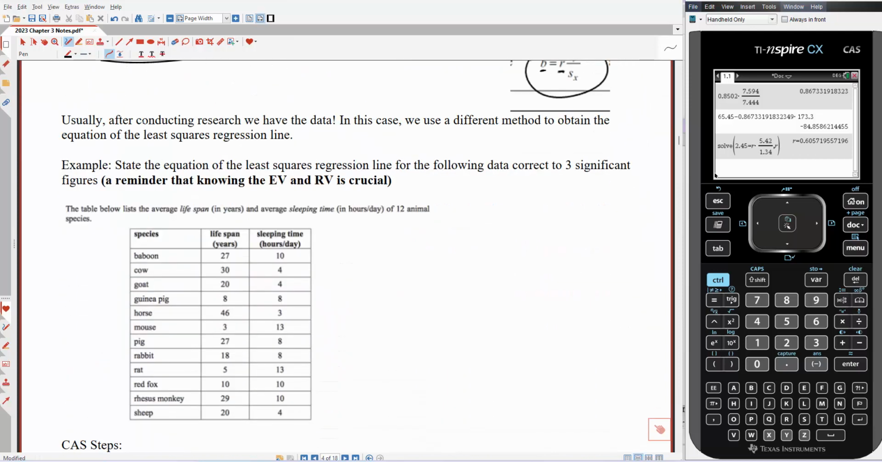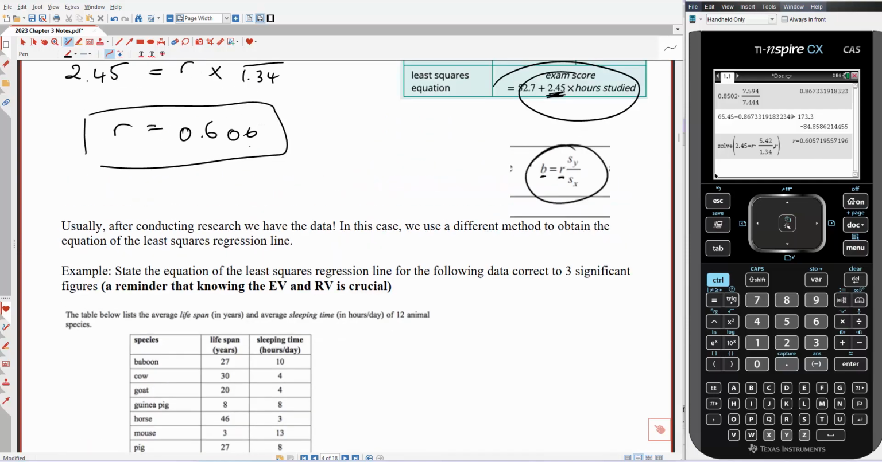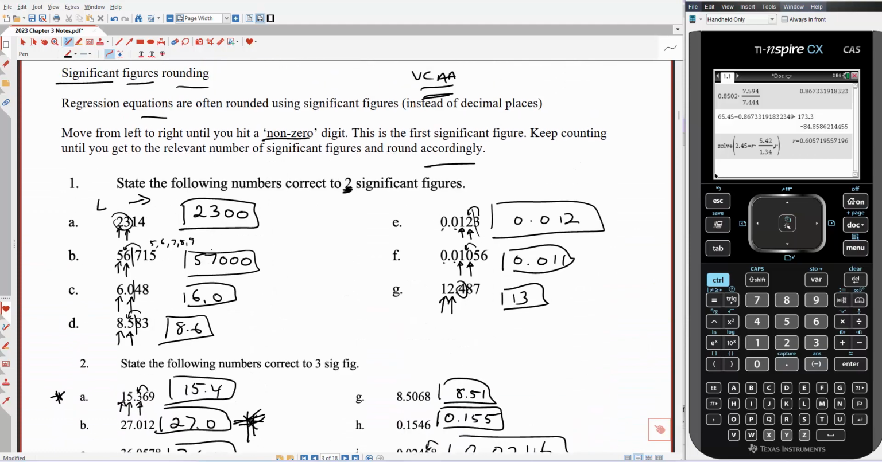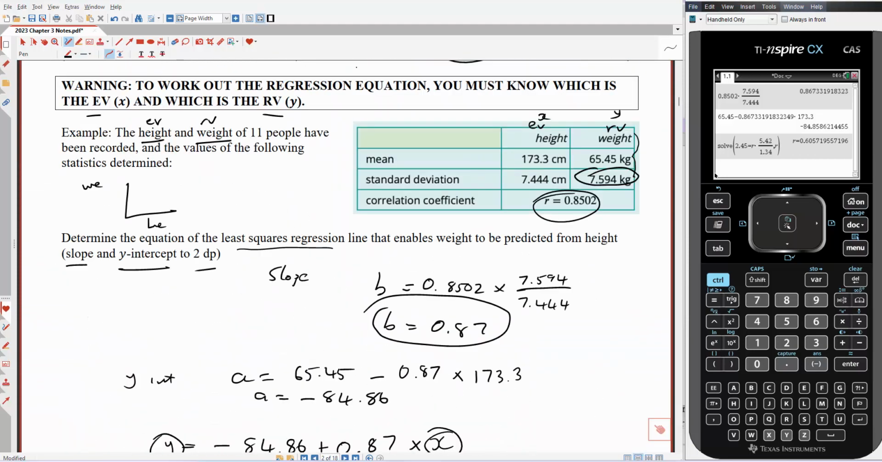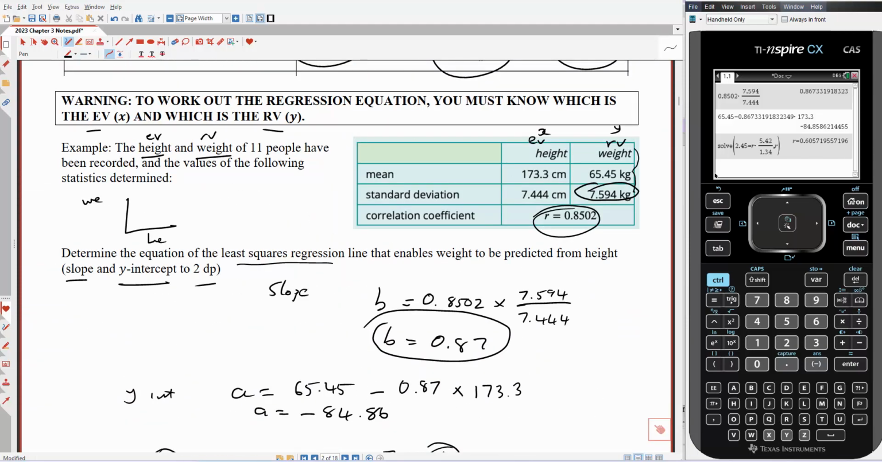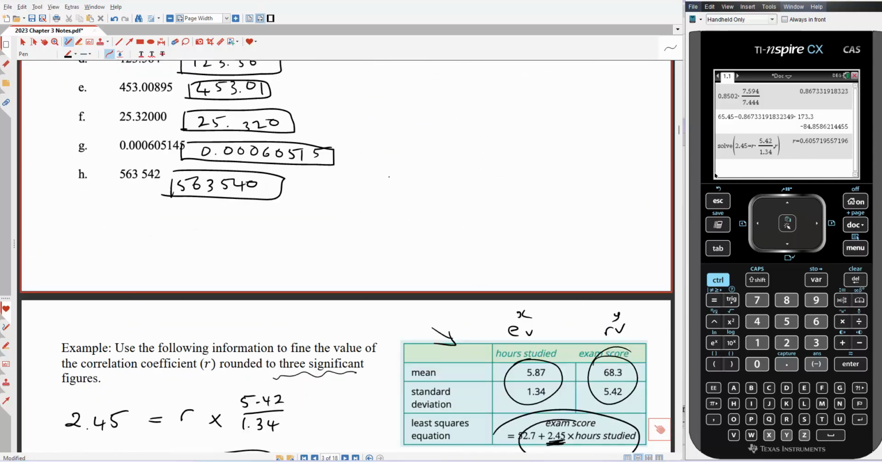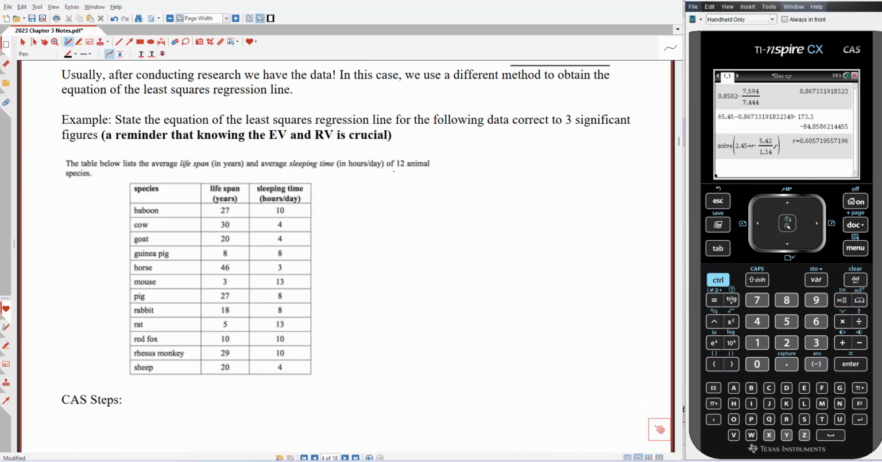All right, so usually after conducting research, we have the data. So these two cases here are unusual, okay? Because somehow, for some reason or another, we don't have the data, but we've got all of this information here. But usually we do have the data. If we've done the data collecting, we've usually got the data written down. So this example here, and it's the last example, will be how we do it when we've been given the data.